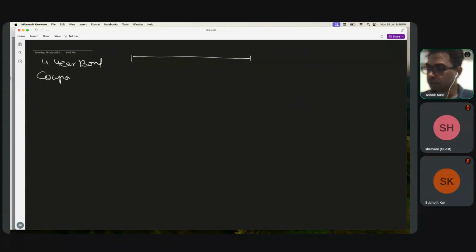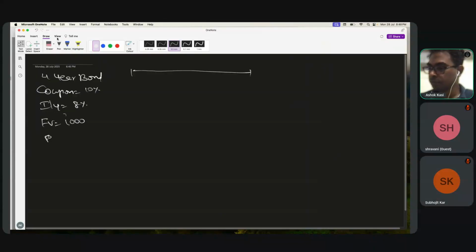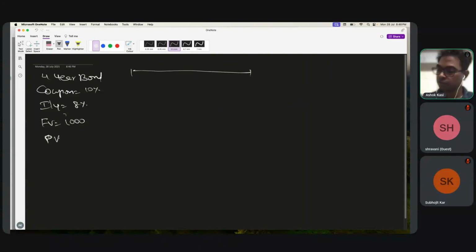Coupon is 10 percentage. IY, that means interest per year in the market, is 8 percentage. And future value is 1000. So just calculate what is the present value. Let's say we don't know the price, so find out what is the present value for this bond.